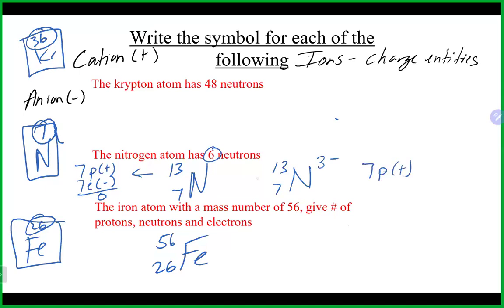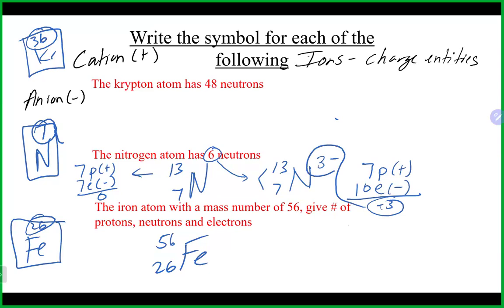It also still has, if we subtract those numbers, the 6 neutrons in this case. So what it has, though, is a different number of electrons. And how many electrons would it have in this case? It would have 10 electrons, 10 negatives, right? And 7 positives leaves you a minus 3 left over. It basically has 3 more electrons than it started with in its neutral state.